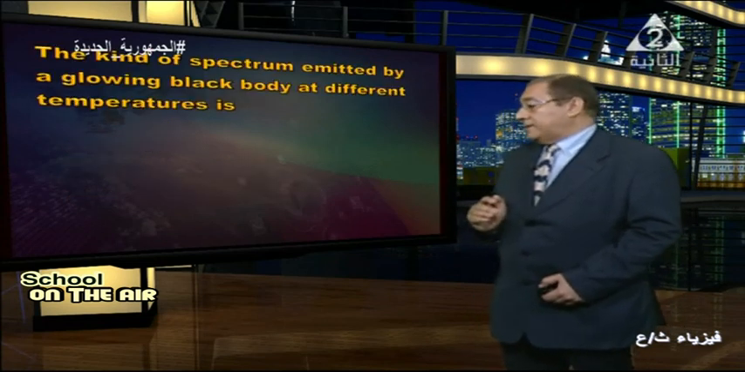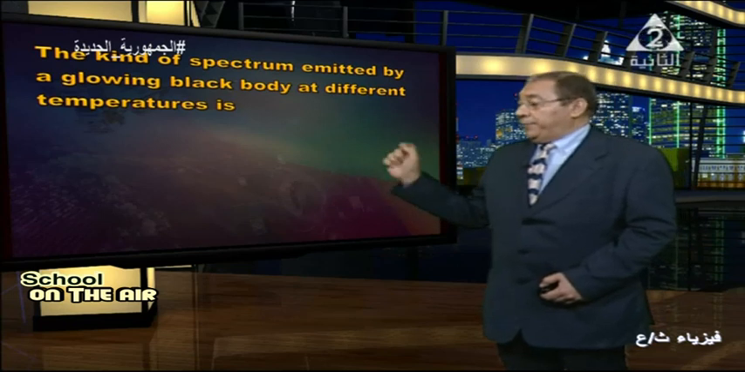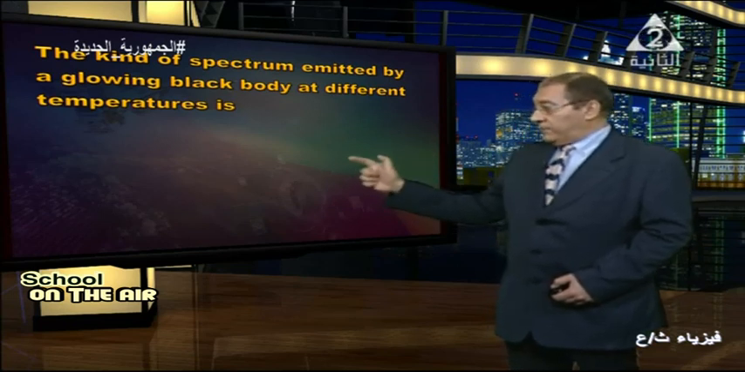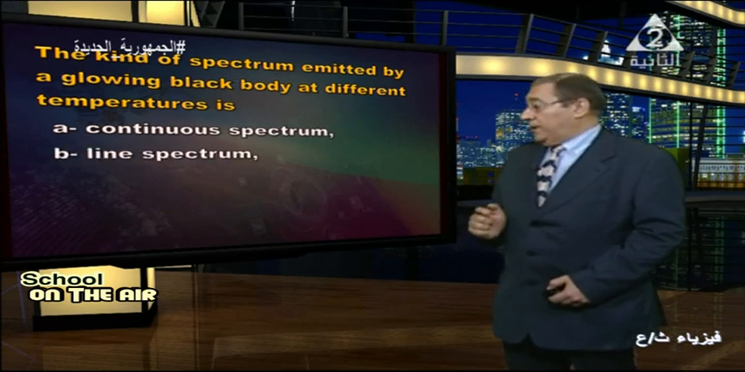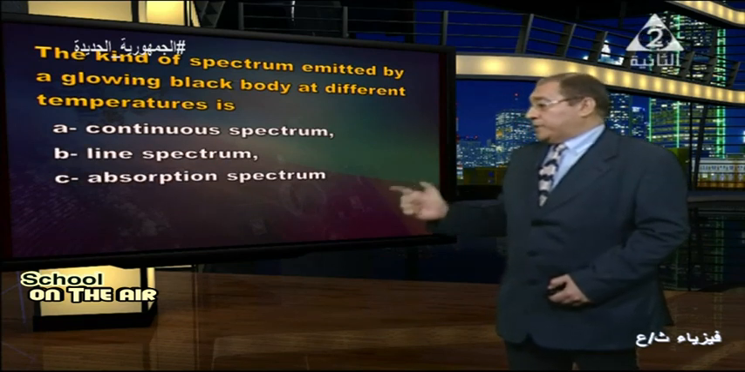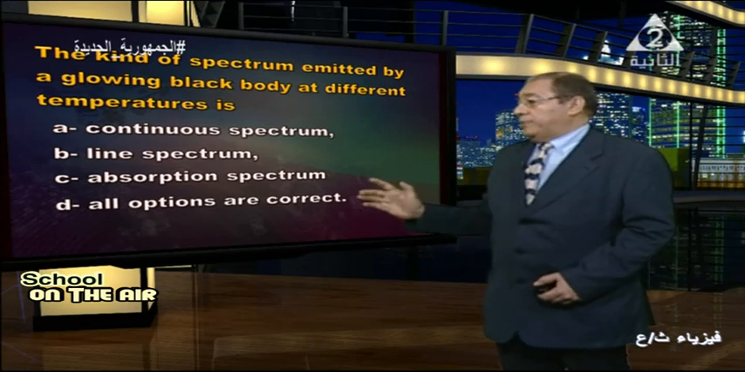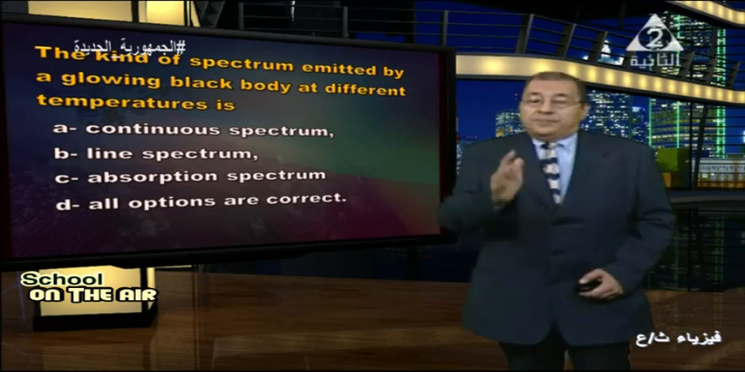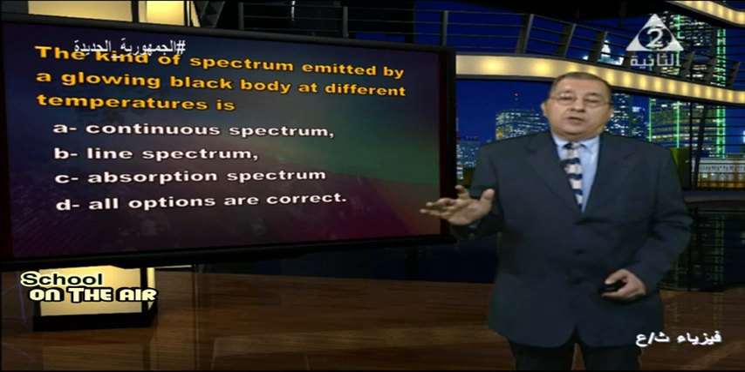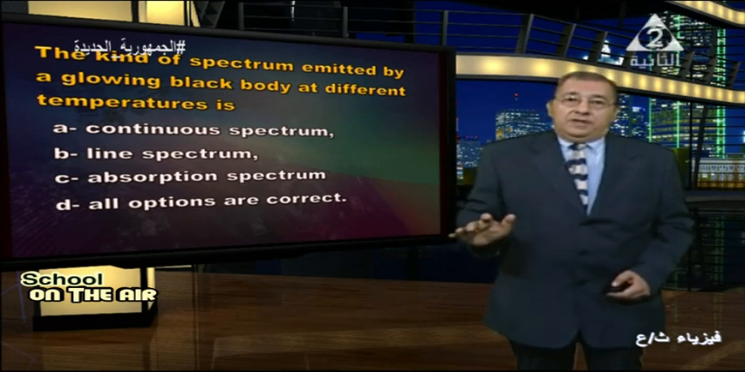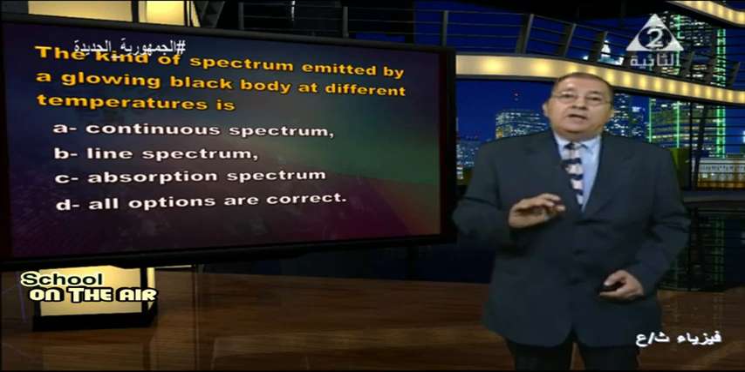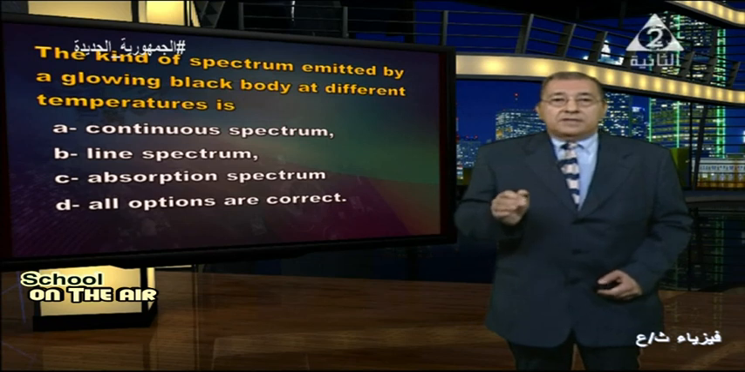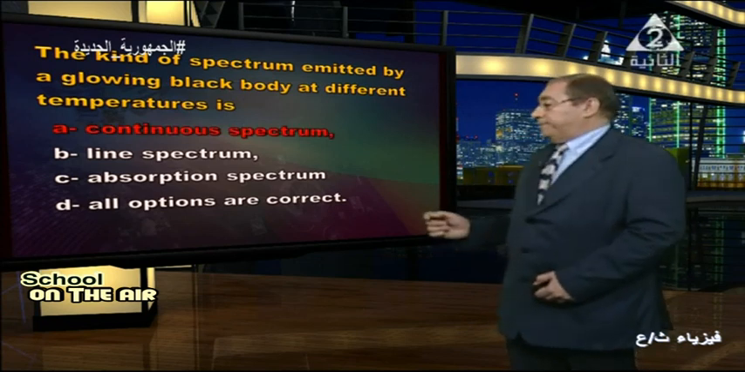Important choice. The kind of spectrum emitted by a glowing black body at a different temperature. Is it a continuous spectrum, line spectrum, absorption spectrum? All options are correct? Let me tell you something. Any glowing black body will give a continuous spectrum. It has nothing to do with the kind of the object. Okay? So the right answer is continuous spectrum.